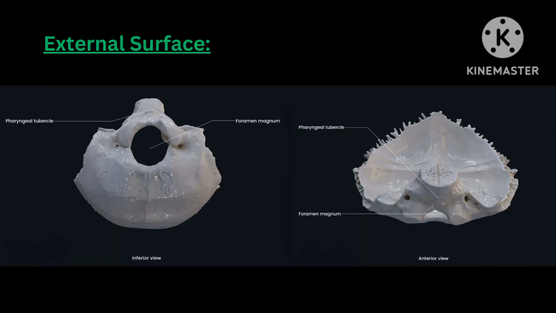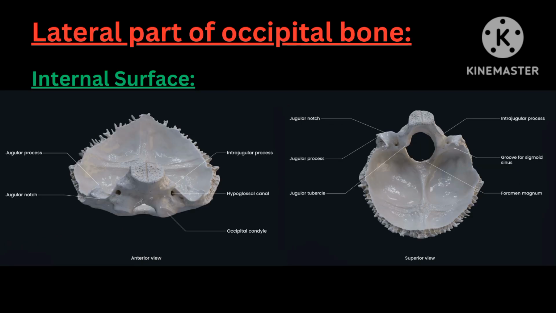The external surface of the basiocciput features the pharyngeal tubercle, also known as pharyngeal eminence. It is a prominence on the inferior aspect of the occipital bone that serves for attachment of the pharyngeal raphe. Lateral part of occipital bone. There are two lateral parts of the occipital bone located on each side of the foramen magnum. Each lateral part has an internal and an external surface that feature some important anatomical landmarks.